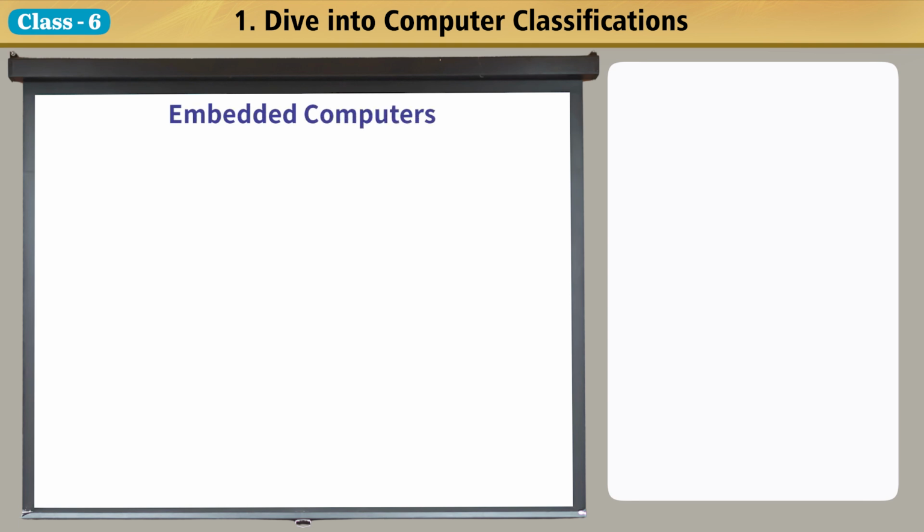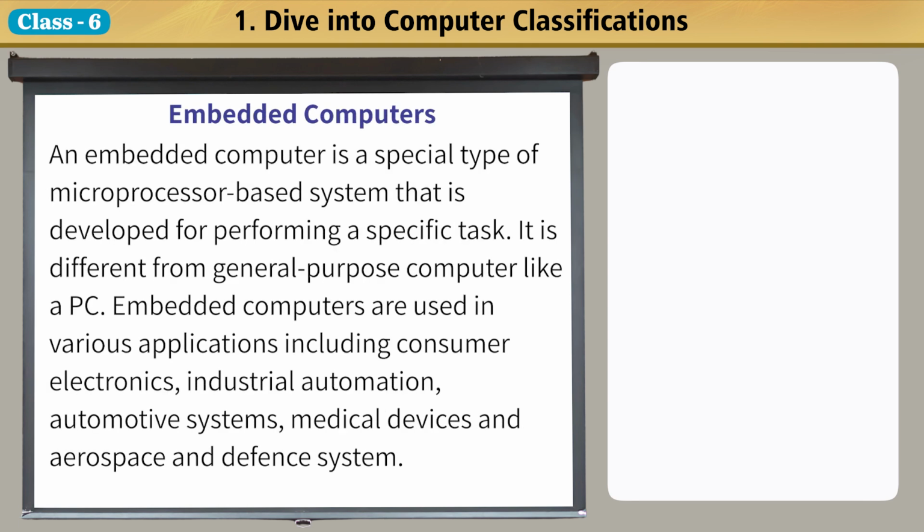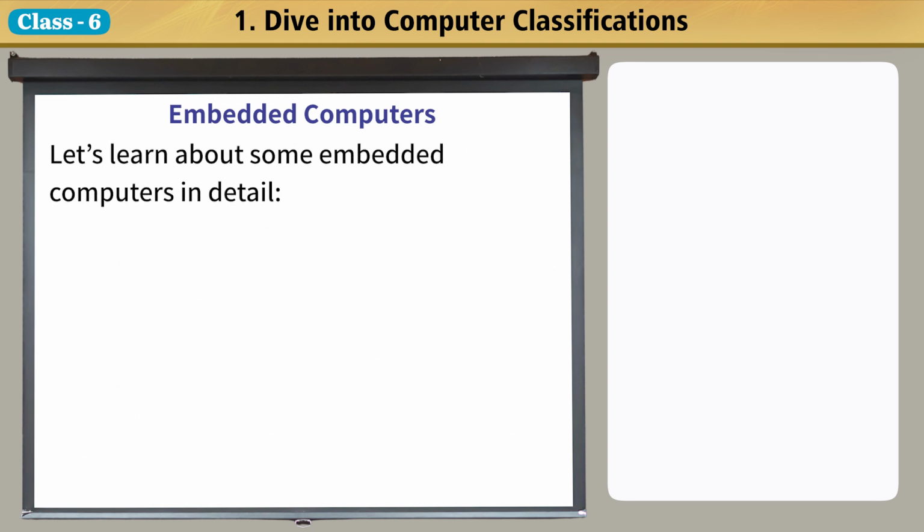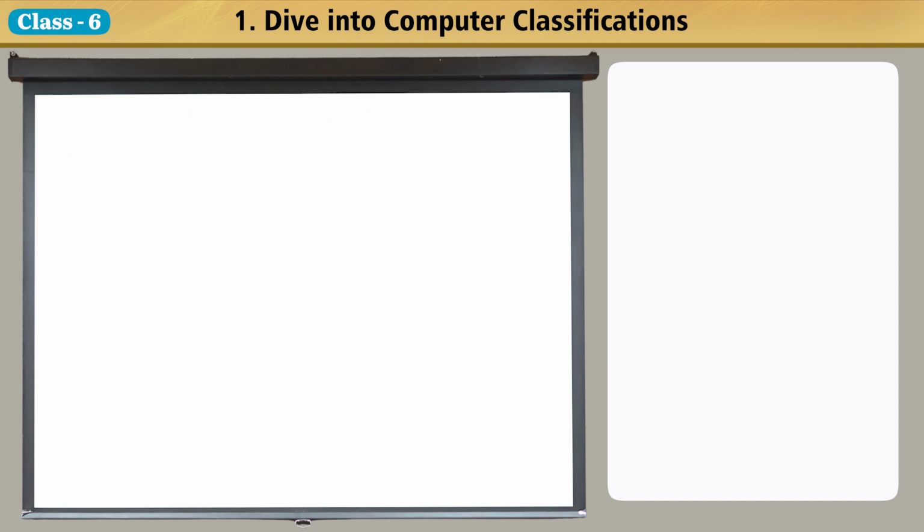Embedded computers. An embedded computer is a special type of microprocessor-based system that is developed for performing a specific task. It is different from a general-purpose computer like a PC. Embedded computers are used in various applications including consumer electronics, industrial automation, automotive systems, medical devices, and aerospace and defense systems. Let's learn about some embedded computers in detail.